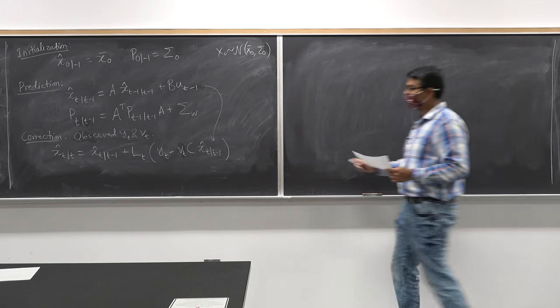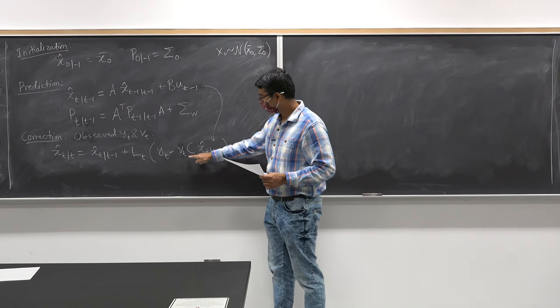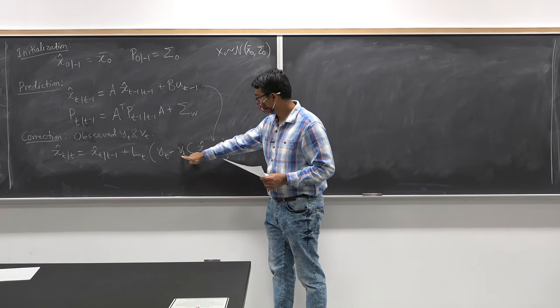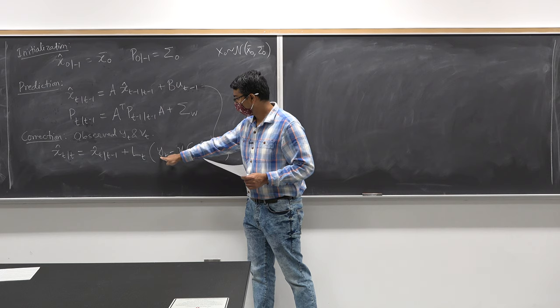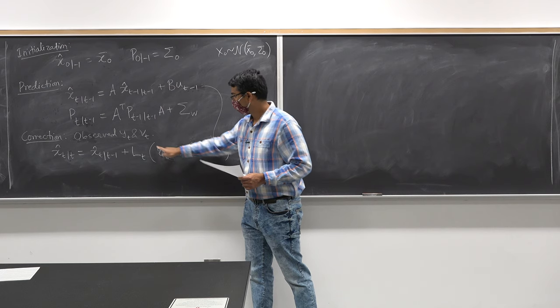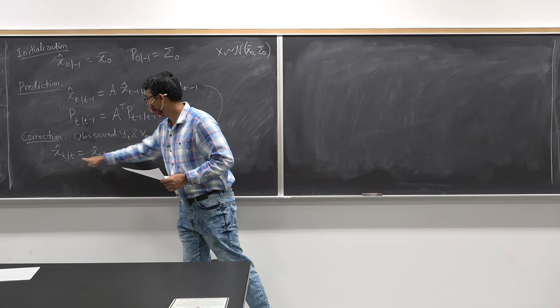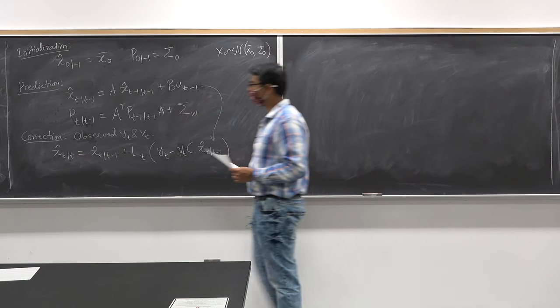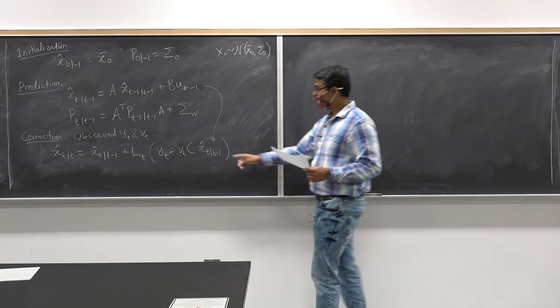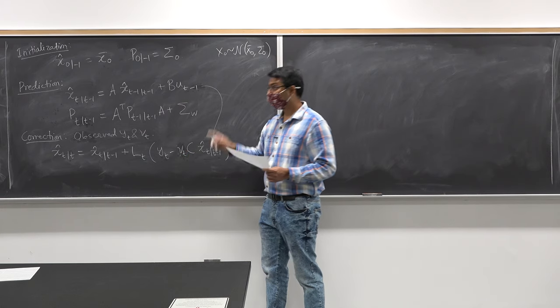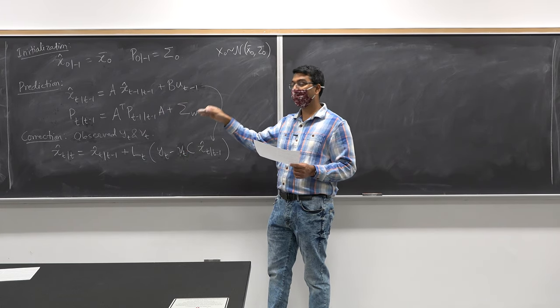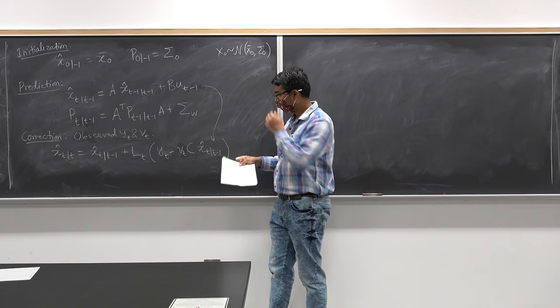Okay, I just want to re-emphasize. If the packet was dropped, this term is 0 because nu t is 0 and yt is 0. So this whole term is going to be 0. And so your correction hasn't really changed from your prediction. If some of the packets were dropped, so nu t is like 1 0 0 1 1 0, something like that in the diagonal entries.